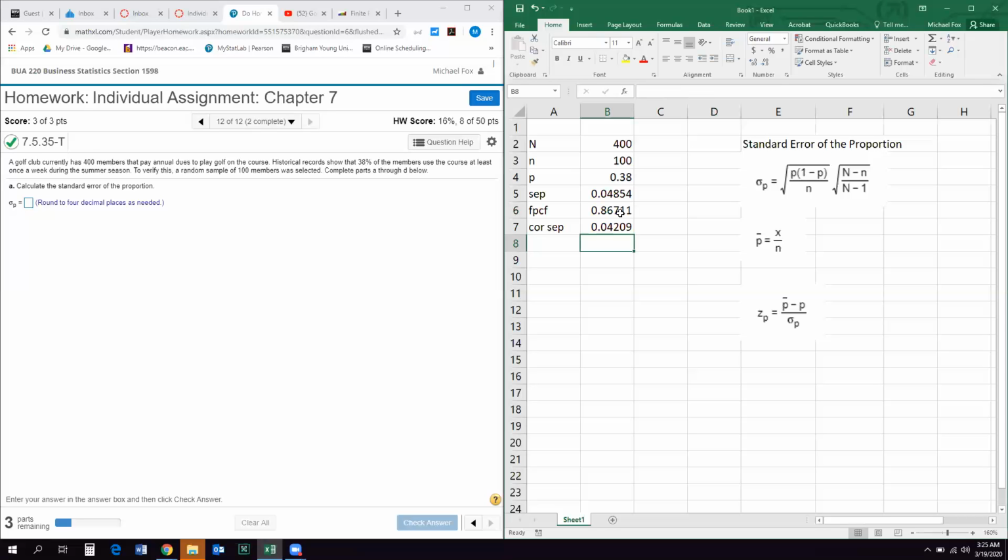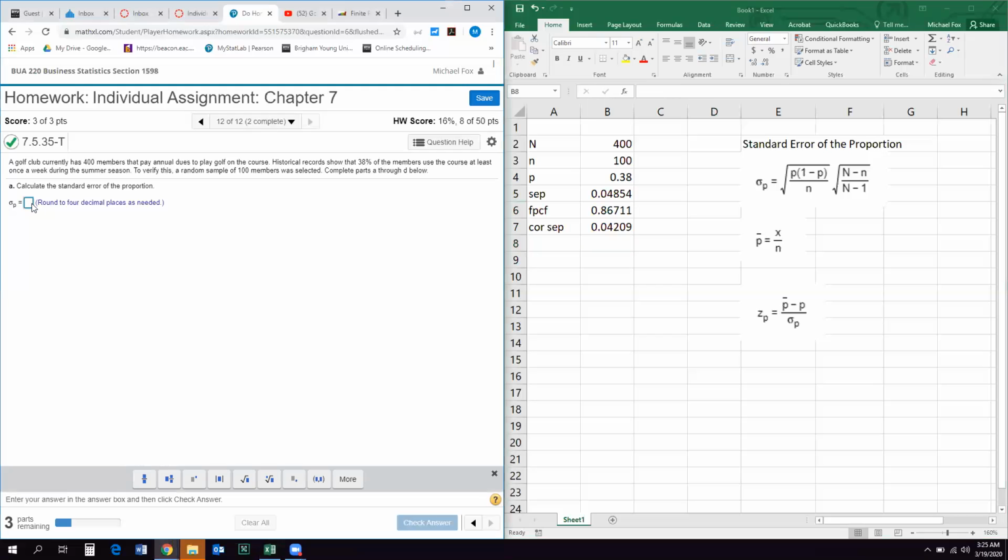All right, so that should be our answer for this first one, the standard error of the proportion. It wants 4 decimal places, so 0.0421.